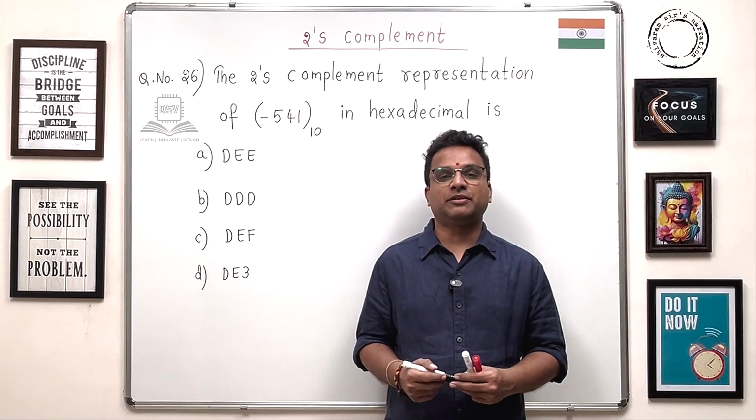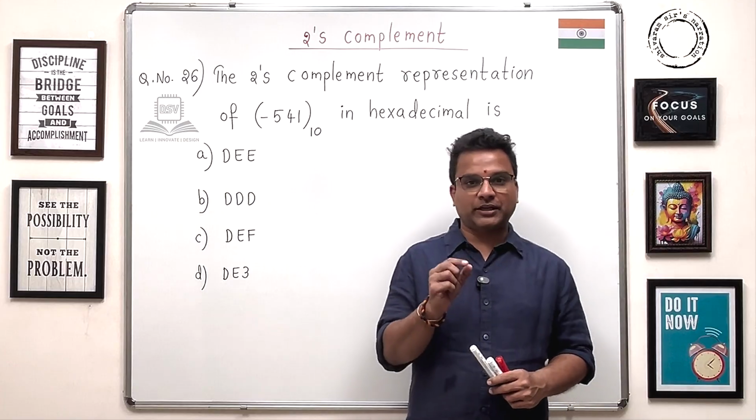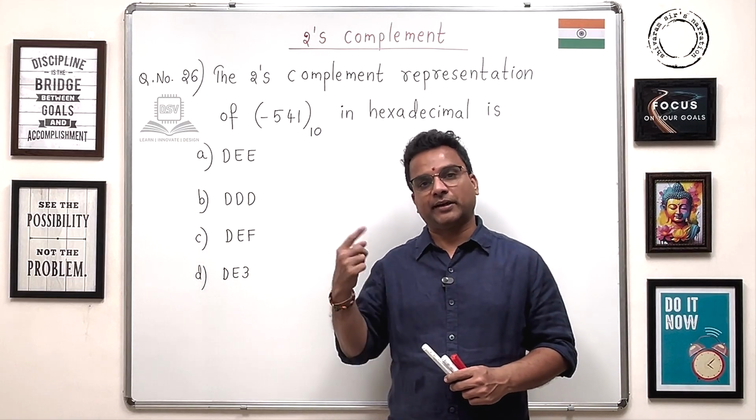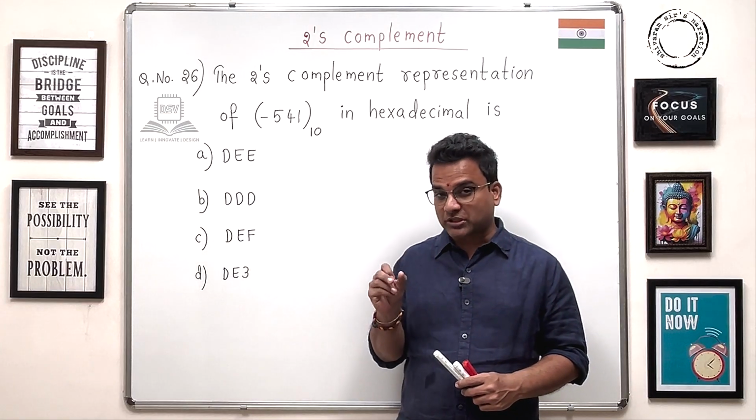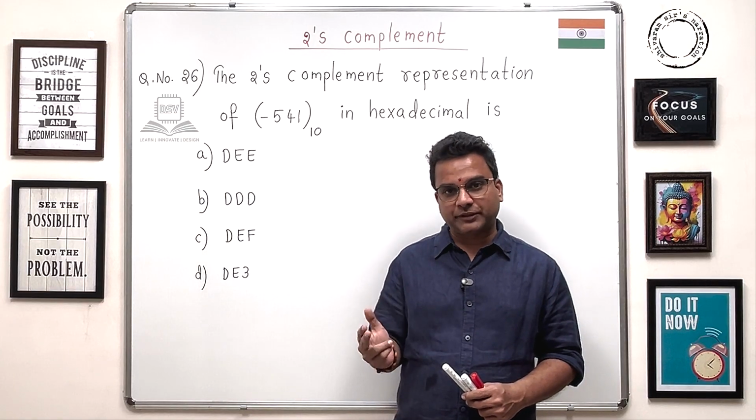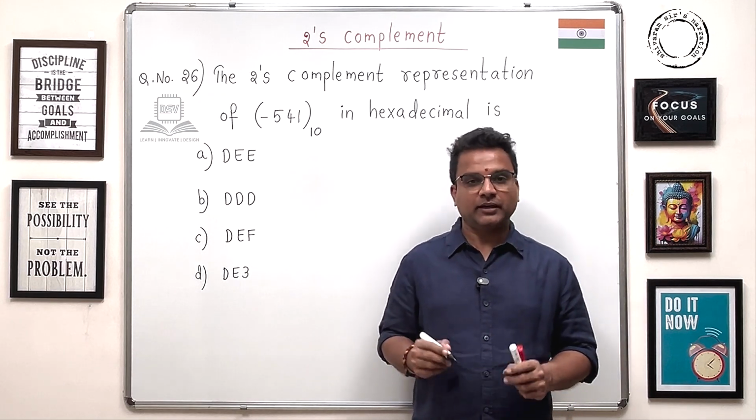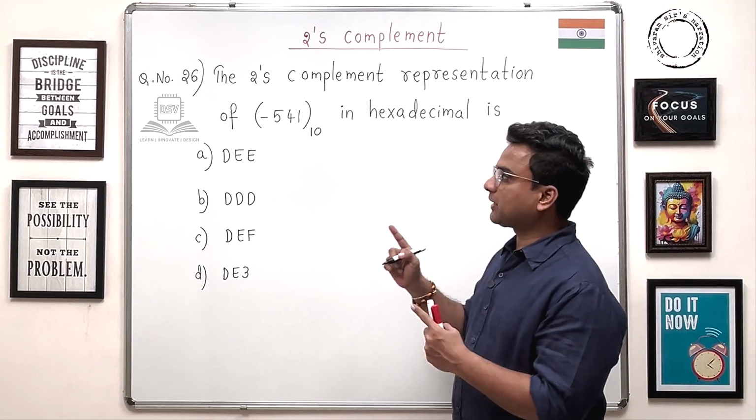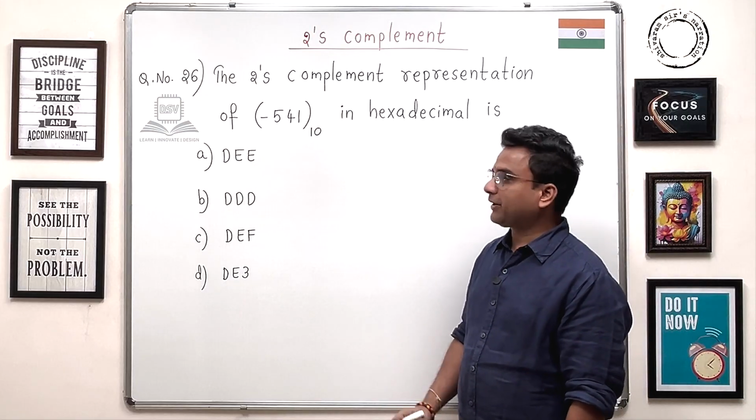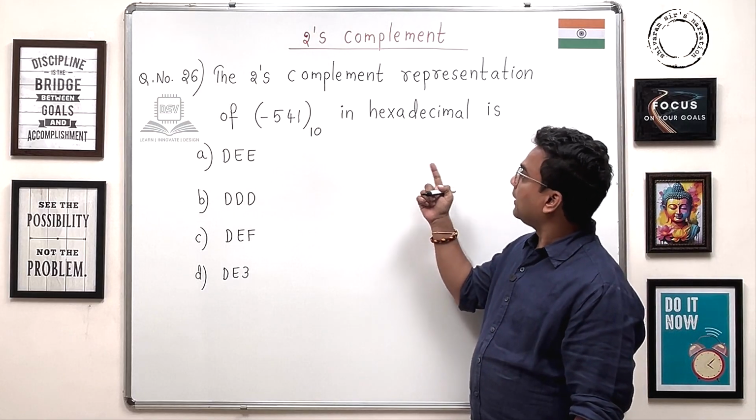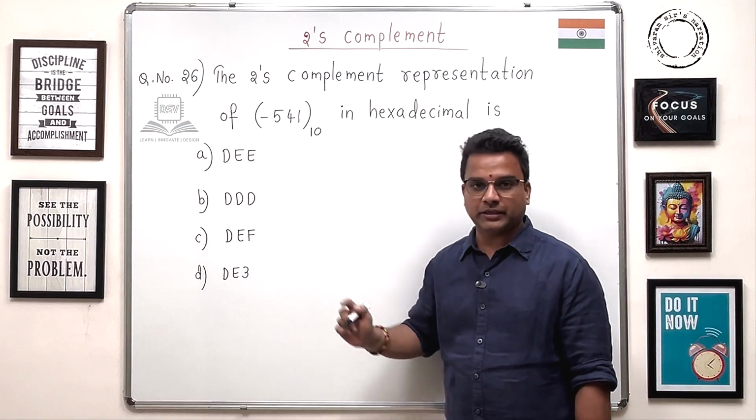Okay, in this video we are going to discuss 2's complement representation. Suppose we have a decimal number, how do we convert it into 2's complement representation? Similarly, if we have a 2's complement representation, how do we convert it back to the decimal representation? Let's see in detail. Without any delay, let us start. Question number 26. The 2's complement representation of minus 541 in hexadecimal is DEE, DDD, DEF, or DE3.